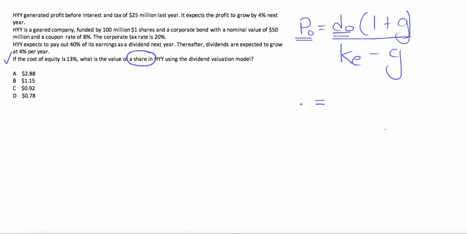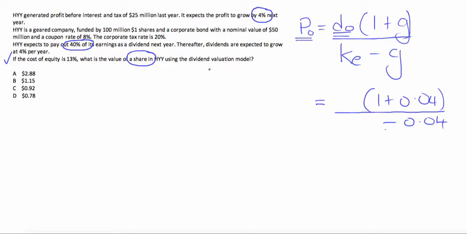Now, if we just pick up some easy stuff from the question, it tells us that profits are going to grow by 4% and that we expect to pay out 40% of our earnings as a dividend. So we are expecting our dividend to grow by 4%. And we're told that the cost of equity is 13%. All we then need to do is work out the dividend.